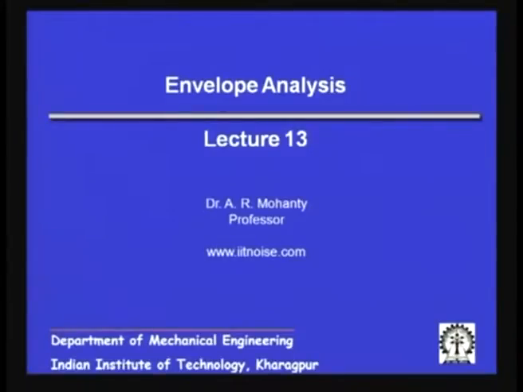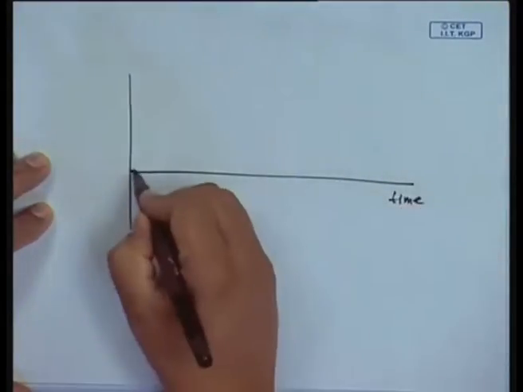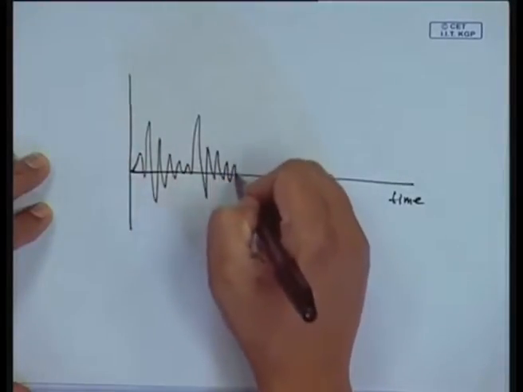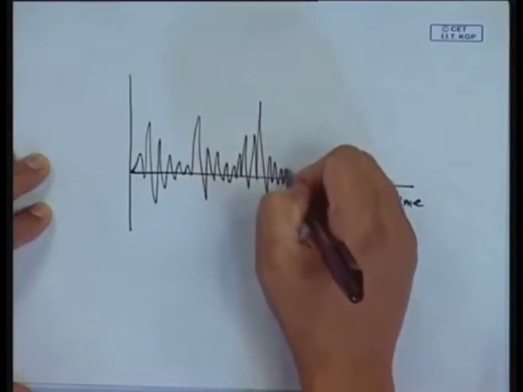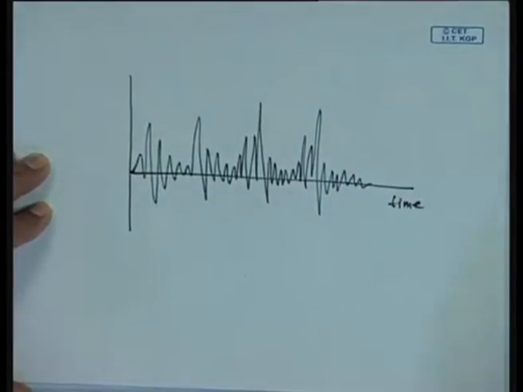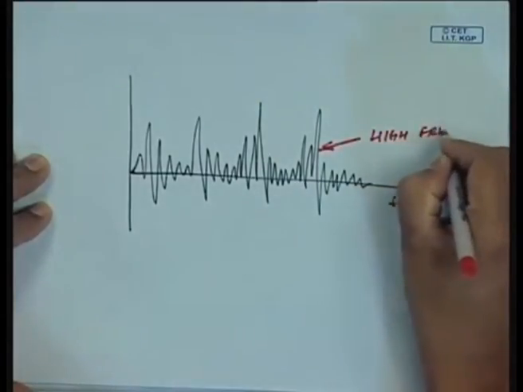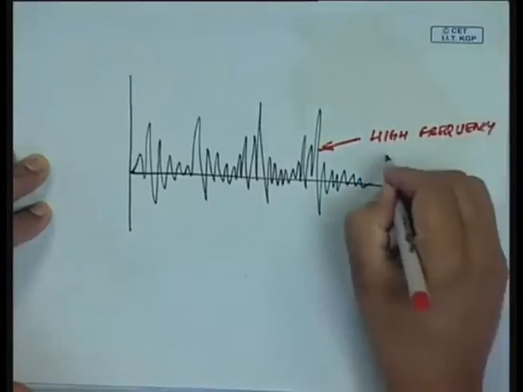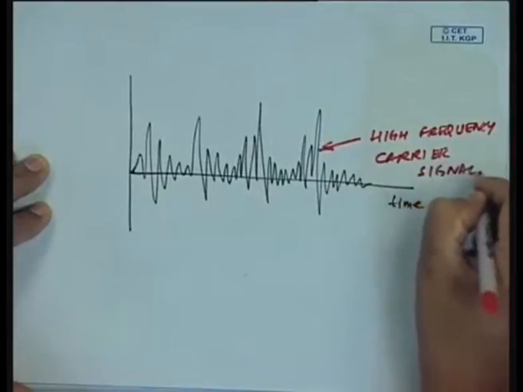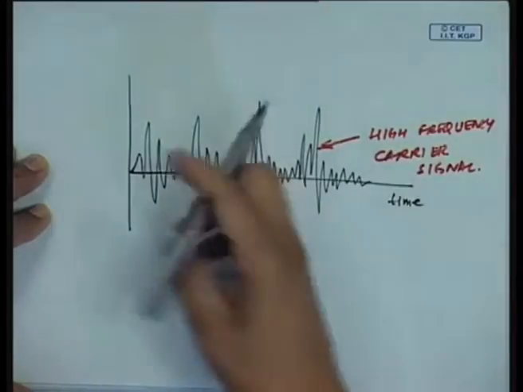So, when you looked at the amplitude modulated signal in time domain, we had a signal of this nature, wherein this is the high frequency carrier signal. Okay. This may not be of interest to us, but it is this envelope.